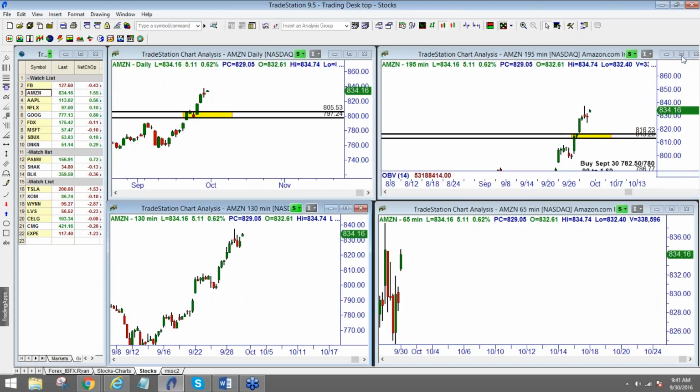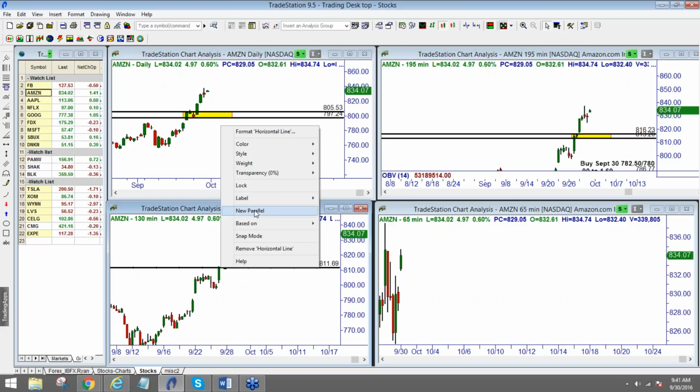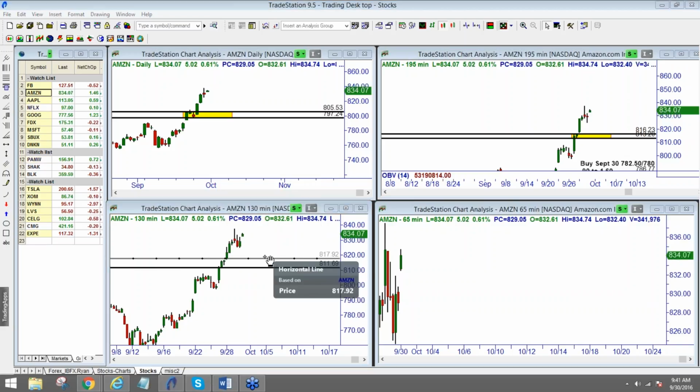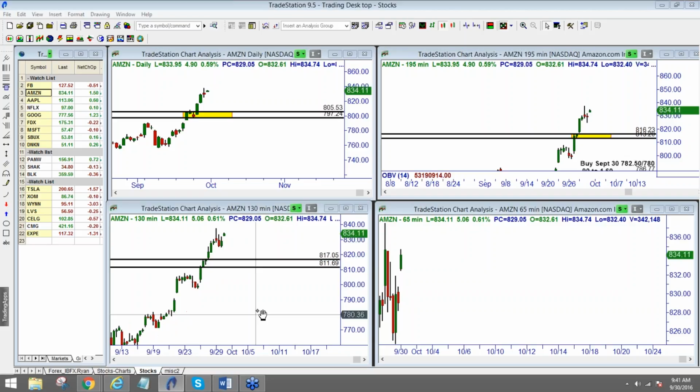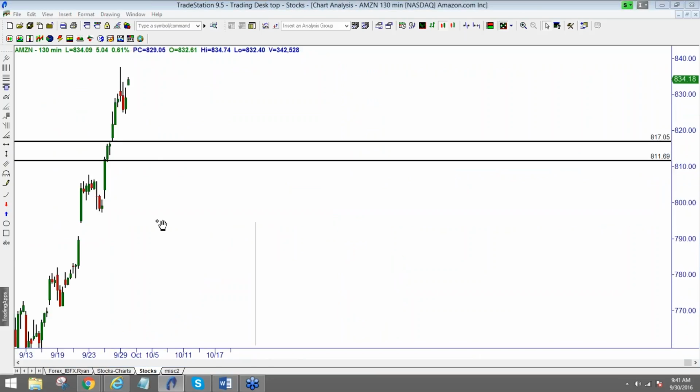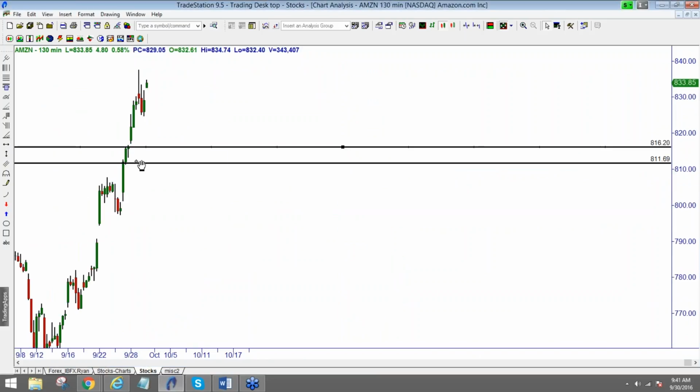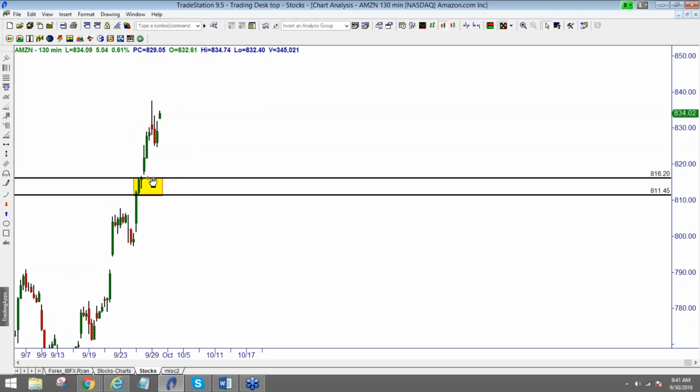All right, so that's the best setup, I think. I could look at it on 130 and it looks about the same, but I can make it a little wider. There's a 130-minute chart. It gives it a little bit more. But anyway, this is where I would look to get long from. There are some other little zones in here, but this is the first one that'll come up if price comes down a little bit on Amazon.